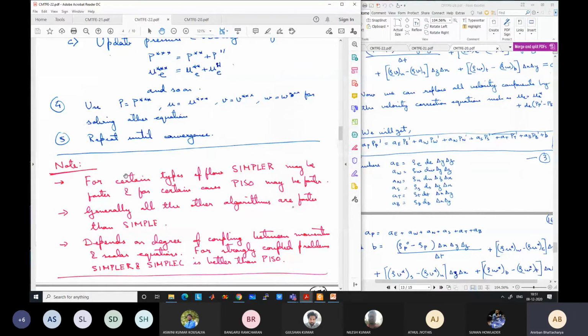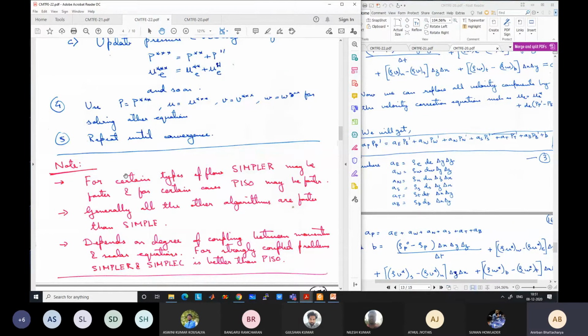So just to conclude this, let me briefly summarize the effect of these four types. We have studied four popular algorithms: SIMPLE, which was devised the earliest, then SIMPLER, SIMPLEC and PISO. PISO is the later one. I forgot the exact year, maybe in the 90s or late 80s it was devised.